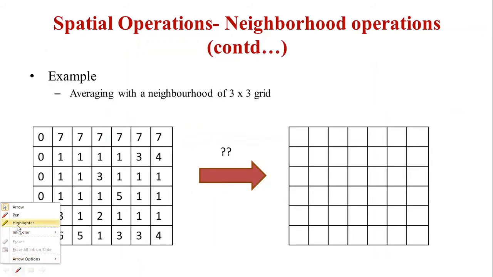Now suppose we have to do a neighborhood operation, and the operation that we are defining is the averaging operation. Averaging means what? Take all the values and divide by the total number of values, as we do in the normal mathematical operation, mean or average. Now here look at the neighbors that we are defining. We are defining them with the help of a 3 cross 3 grid.